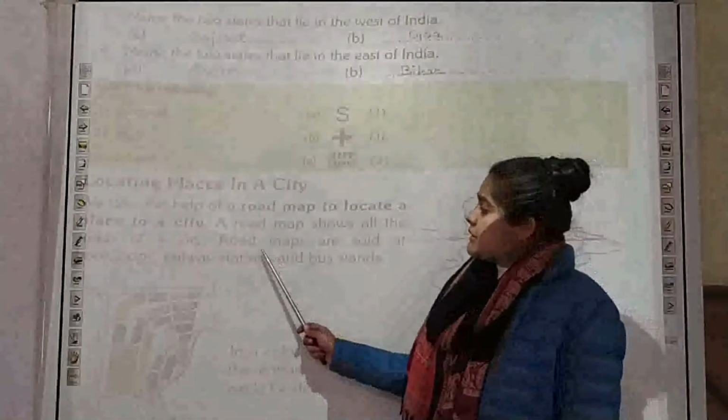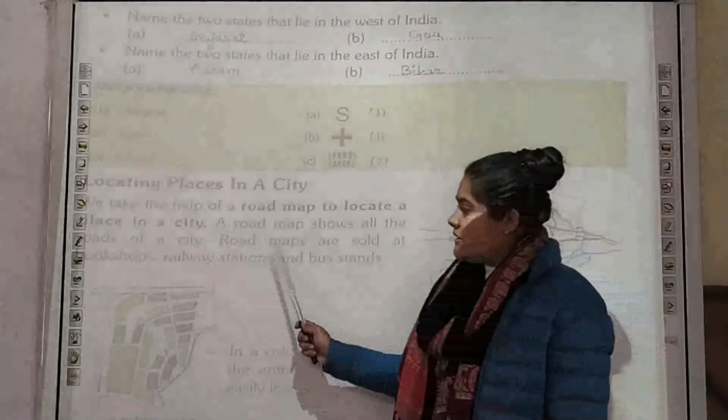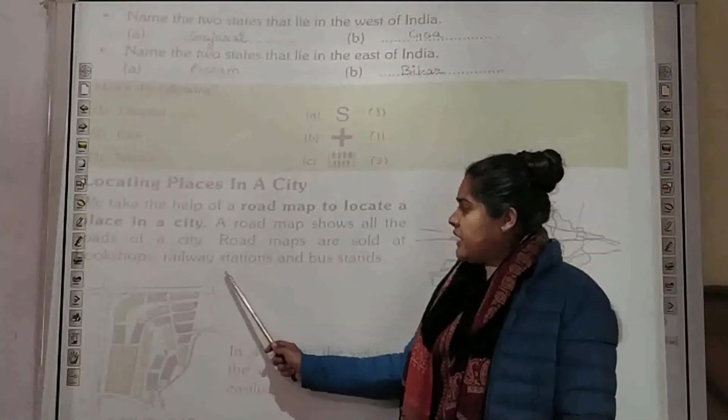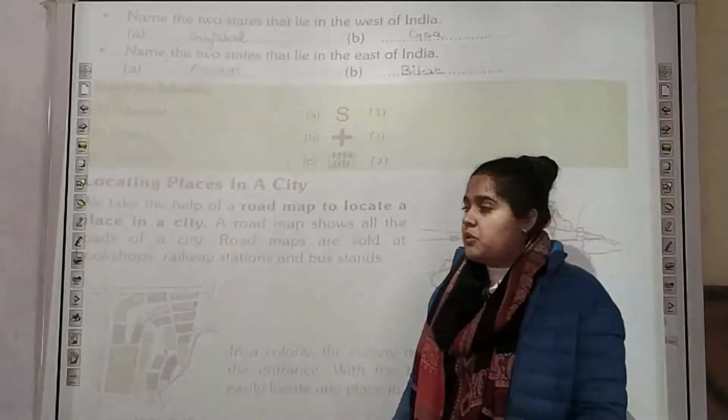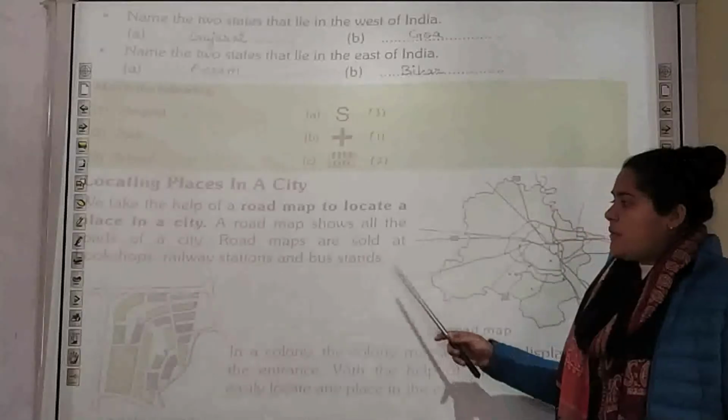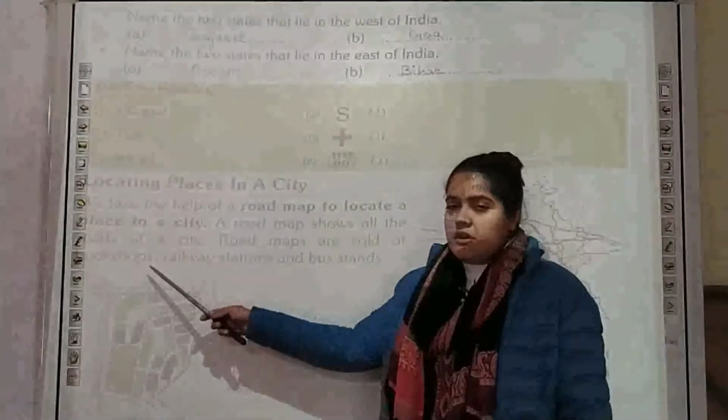Next, this road map can be sold. These are being sold in any bookshops, railway station or bus stand. So this type of road map or any other state map, you can easily purchase from any railway station, bus stands or any bookshops.